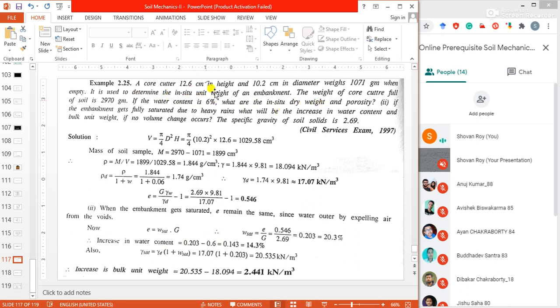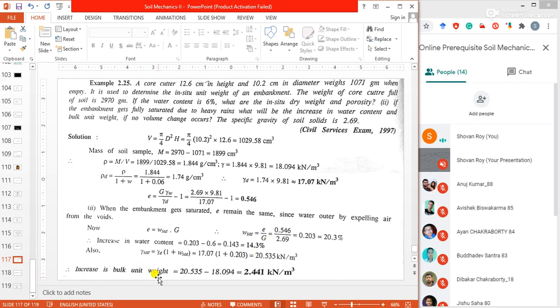If the water content, this is actually the bulk water content, and this is the saturated water content, 0.203 or 20.3%. So the increase in water content is 14.3%. Also, the saturated unit weight equals gamma d into 1 plus w sat, that is 17.07 into 1 plus 0.203. That is the saturated unit weight of soil.